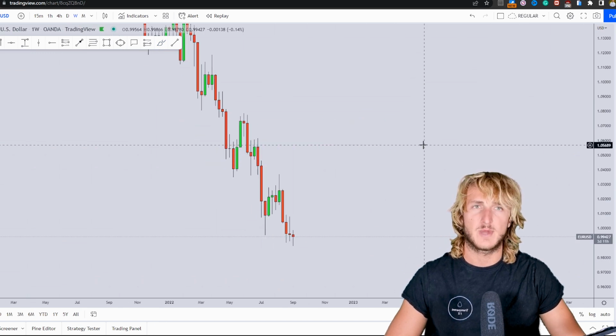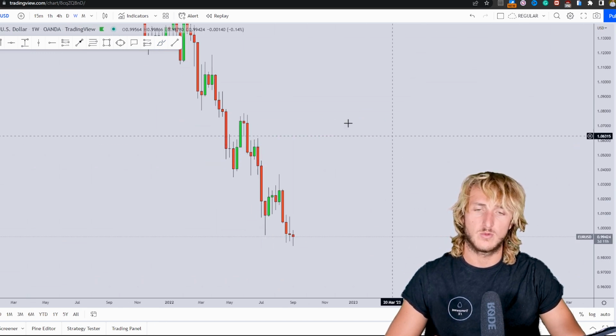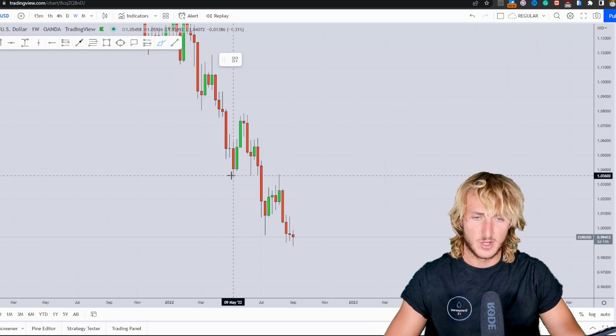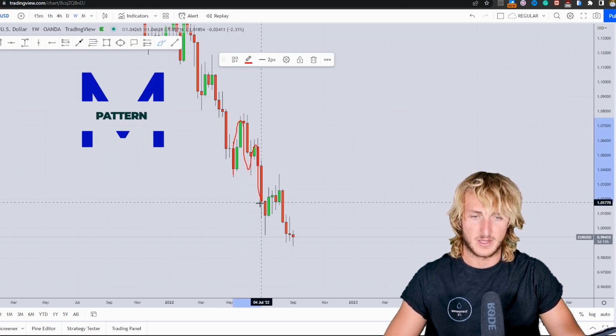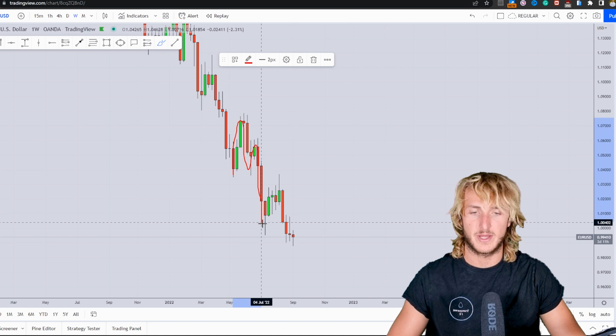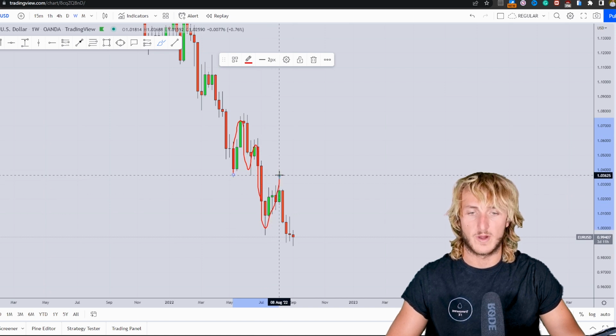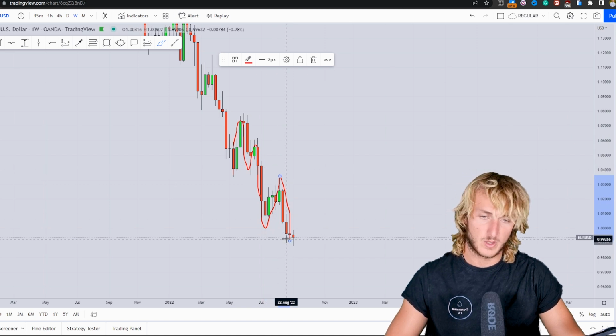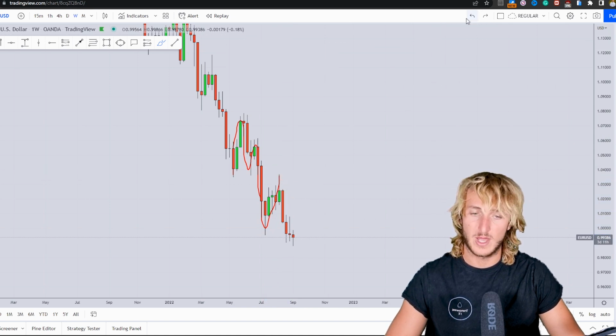Now, from a weekly perspective, the market has been printing quite predictable patterns. First, we had the creation of this M pattern here, which is an overextended M pattern, after which we wanted to see a correction. The market created that. After the correction, we wanted to see the continuation lower. Once again, the market made the move.